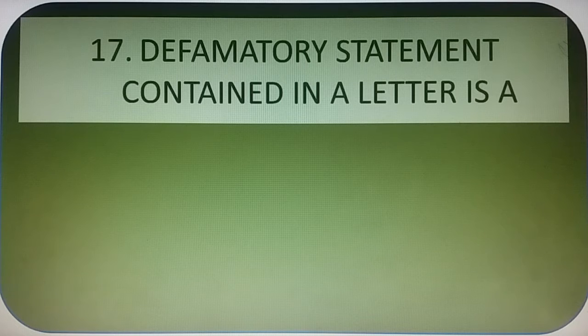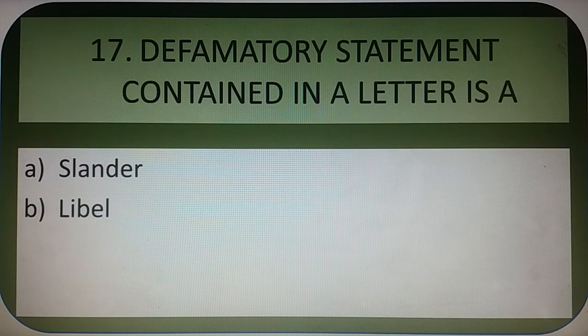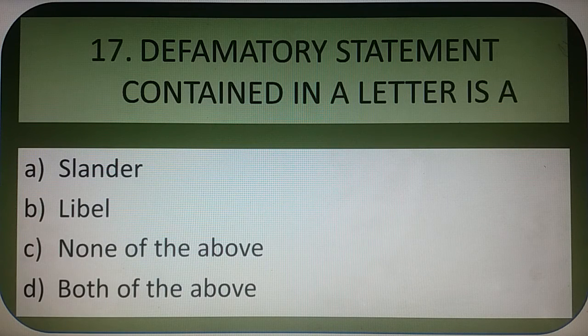Question 17, defamatory statement contained in a letter is a slander, libel, none of the above, both of the above. And we know that it's libel. When a defamatory statement is contained in a permanent form, like in a letter, writing, painting, it is libel. If it is contained in a temporary form, like by gesture, it is slander.